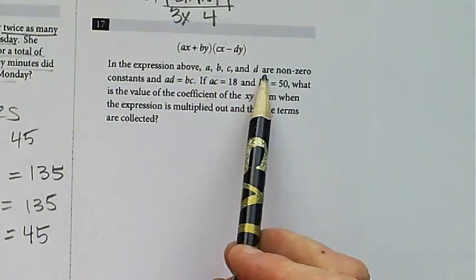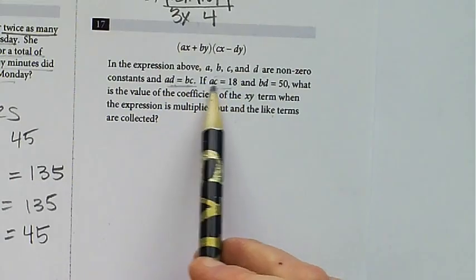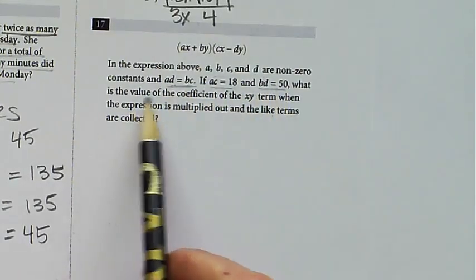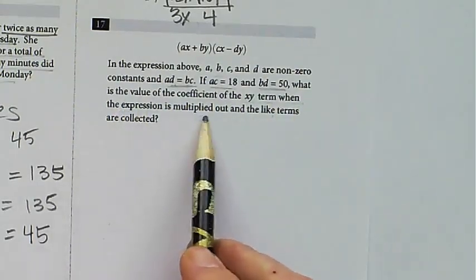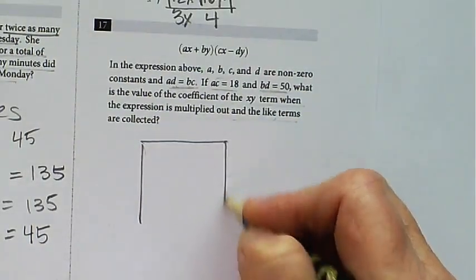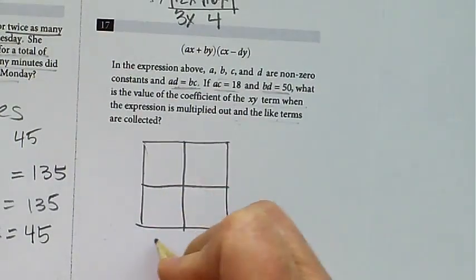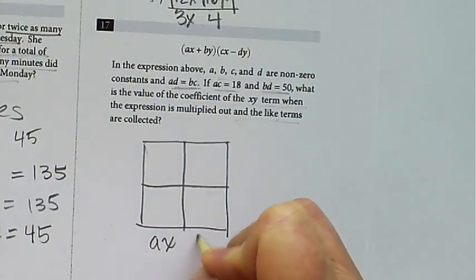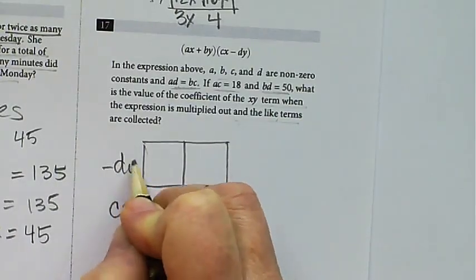Okay, a, b, c, and d are non-zero constants. AD equals BC. AC is 18, BD is 50. What's the value of the coefficient of the XY term when the expression is multiplied out and the like terms are collected? So this is just an area model. Looks a little strange because you're not used to having all of these letters, but nothing difficult.